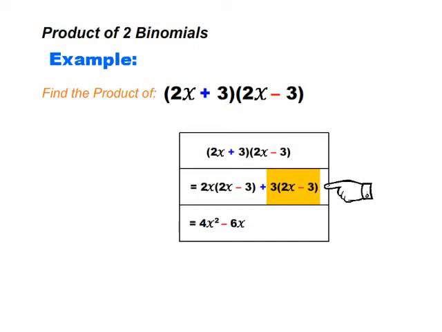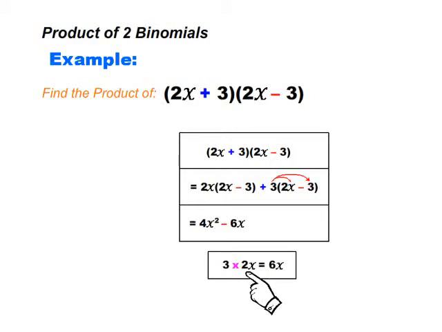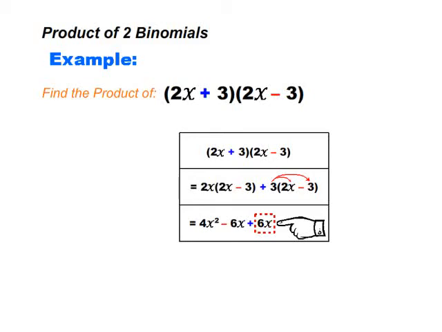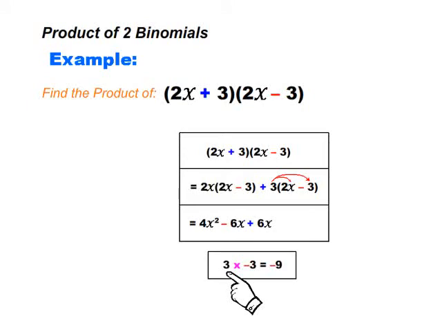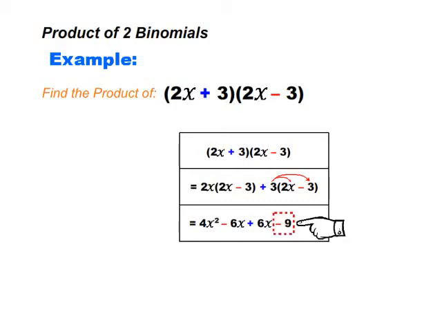Look at this other part, which is 3 multiplied by (2x minus 3). Look at the arrows. 3 multiplied by 2x is equal to 6x. We write 6x here. Look at this other part again. This 3 multiplied by negative 3 will give us negative 9. We write negative 9 here. So far we have 4x squared minus 6x plus 6x minus 9.